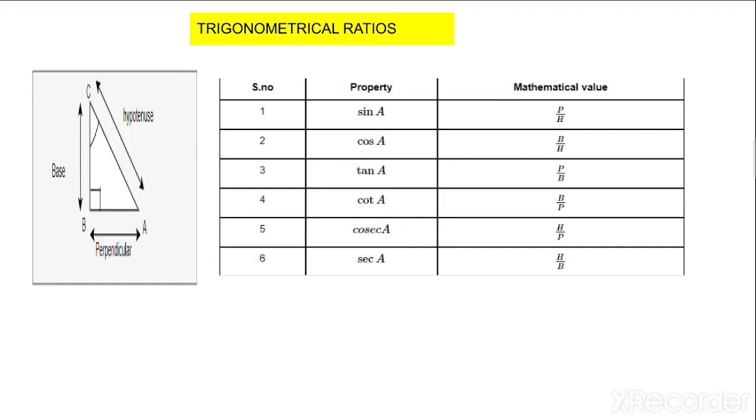Yes, have a look at the slide. Sine is perpendicular by hypotenuse, and if you look at the cosec, it is hypotenuse by perpendicular, just the opposite of the sine. Look at the cos, base by hypotenuse, and then look at the sec, hypotenuse by base. Tan is perpendicular by base, cot is base by perpendicular. So what did you see? Three ratios, if you remember, the other three are just the reverse of it.